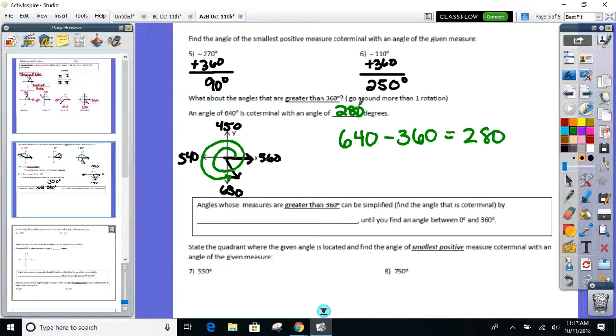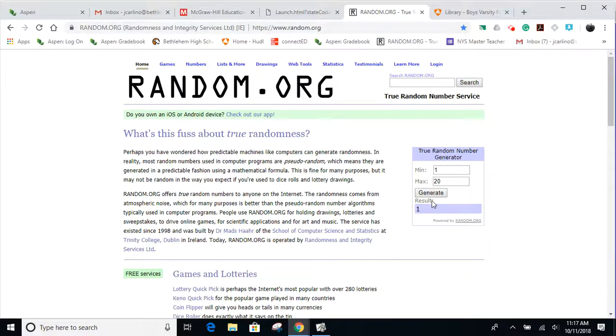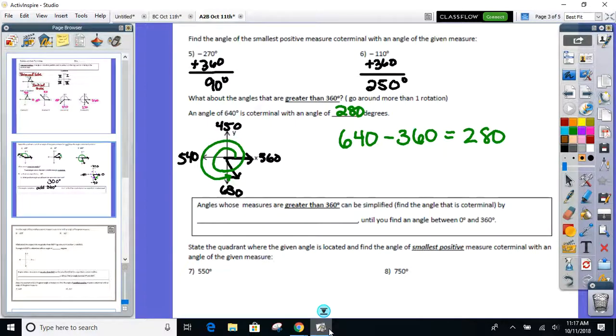So if an angle's greater than 360, what did we just do here? What do I want to do here if I have an angle greater than 360? Subtract 360.